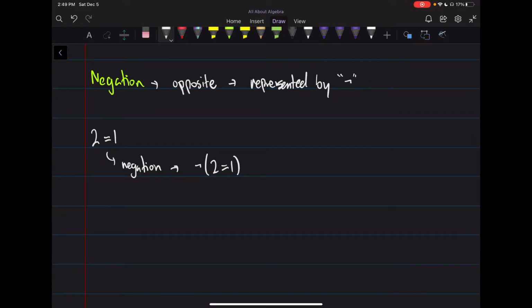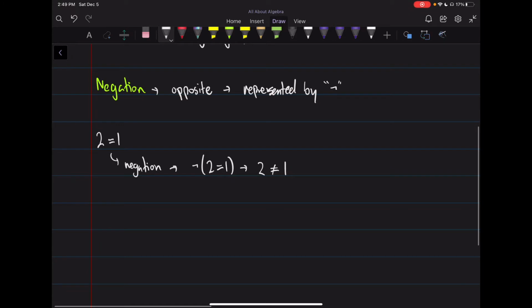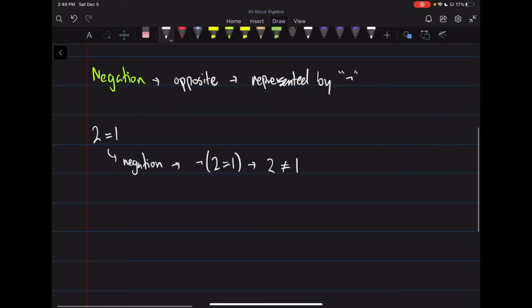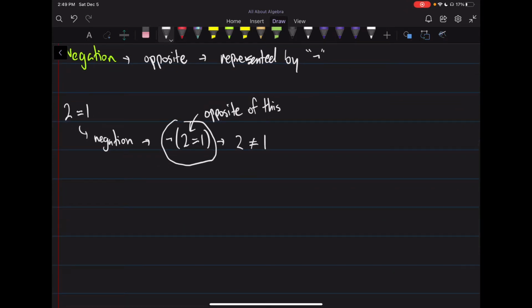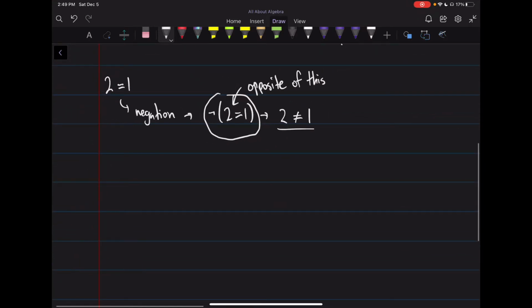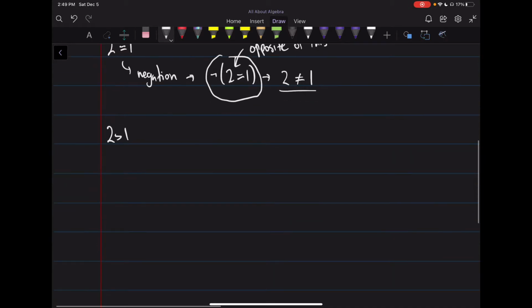So if we're trying to say the opposite of 2 equals 1, we could say 2 is not equal to 1, right? And we can say this because we're trying to find the opposite of this statement, right? So if we're trying to find the opposite of 2 equals 1, what do we get? Well, we know that the opposite of equals is not equals, right? So we get this.